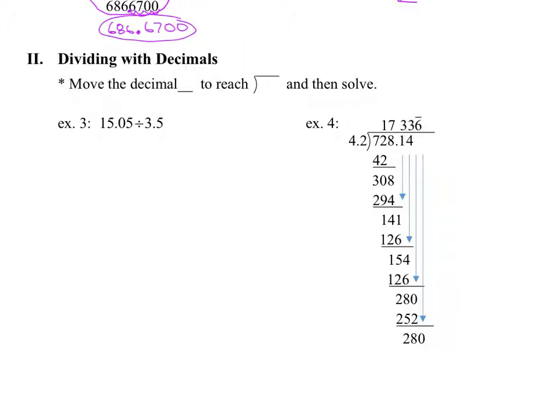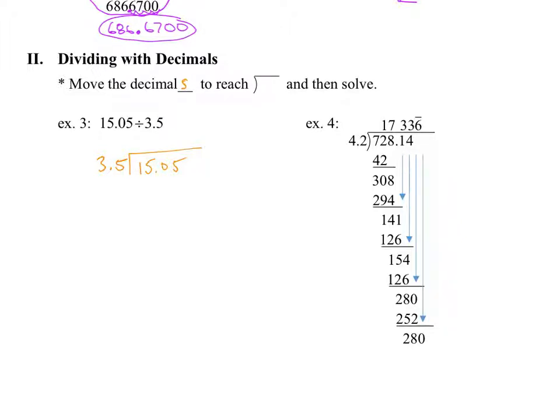So now dividing. Dividing with decimals. When you divide, you're going to move the decimal or decimals to reach the division sign and then solve. Let's look at a problem here. We've got 15.05 divided by 3.5. There's a decimal on both of those numbers.